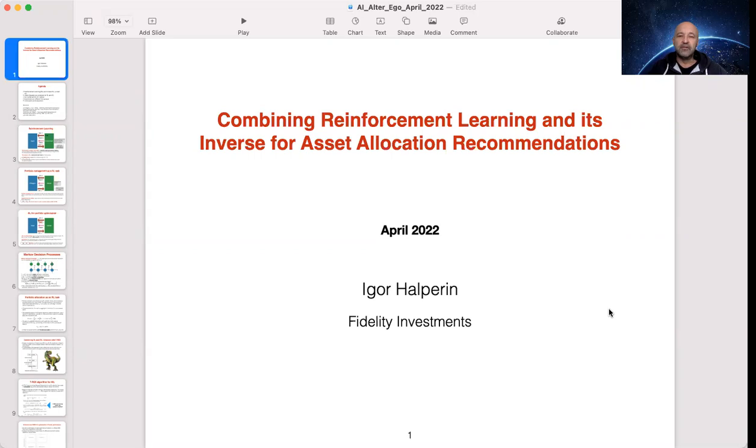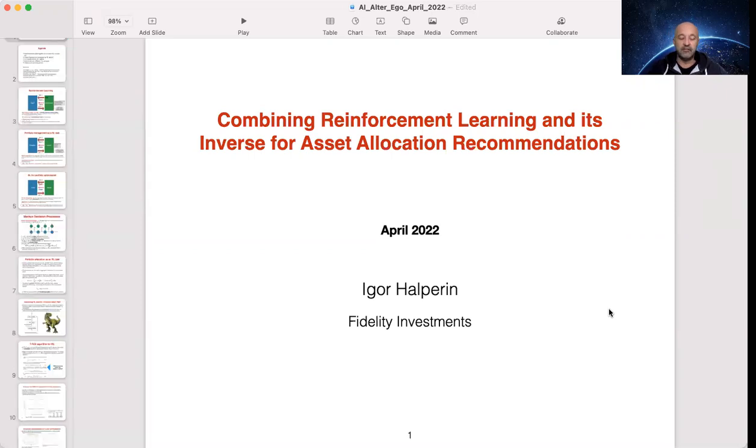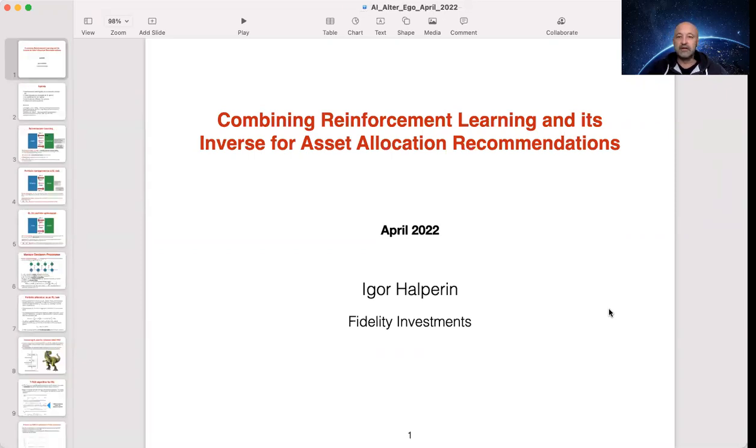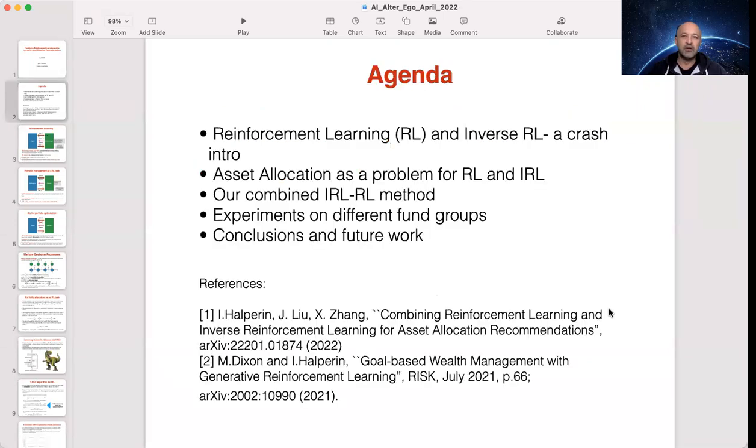And the topic of my presentation today will be about combining reinforcement learning and inverse reinforcement learning for asset allocation recommendations. So first, what I would like to do is to give you a crash course on reinforcement learning and inverse reinforcement learning, and then explain how asset allocation can be thought of as a problem for both of them, actually.